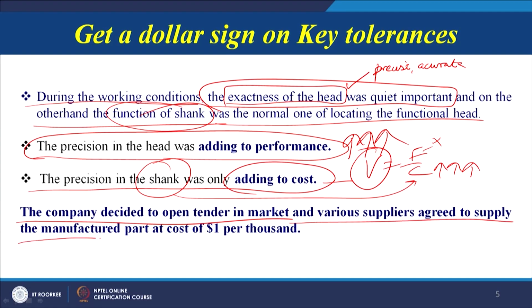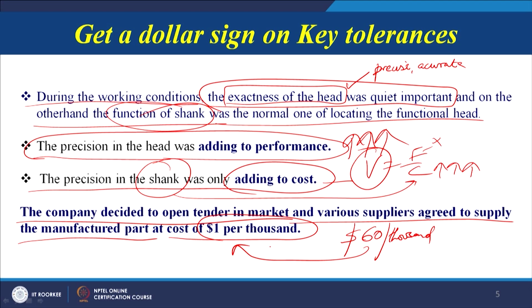So the company decided to open a tender in the market and various suppliers agreed to supply the manufactured part at $1 per 1000. So we can see that from $60 per 1000 parts, the cost reduced to $1 per 1000 parts only by the change in the tolerance values that we were giving on the head and on the shank. So whatever quality characteristic, whatever tolerance we are giving on the part, we must be very careful that it is definitely going to add some cost to our product. So we must be very judicious in the quality characteristics that we are imposing on our product.